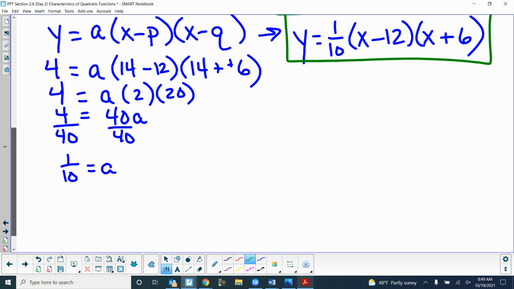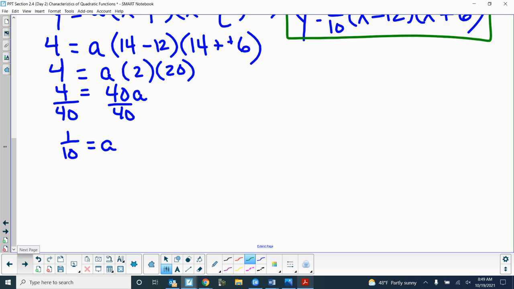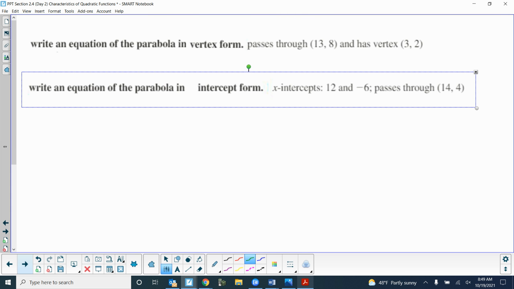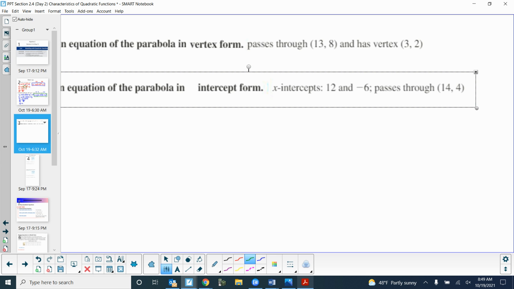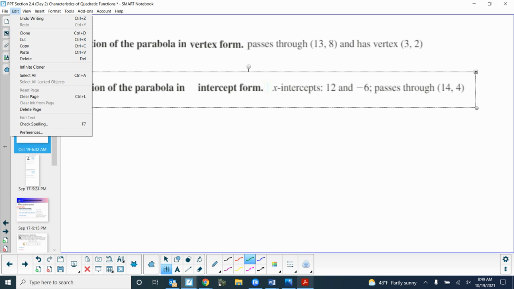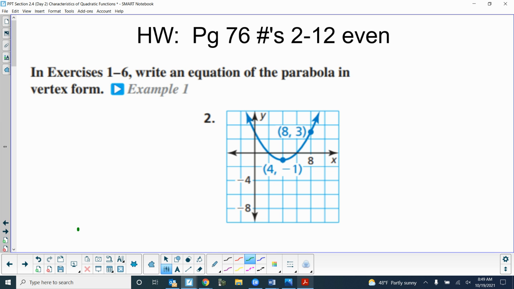So, y, there we go. What was that? Let's see here. That was one I could get rid of because I already have that. All right, I'm going to get rid of that right now. Delete this page. All right, there we go.